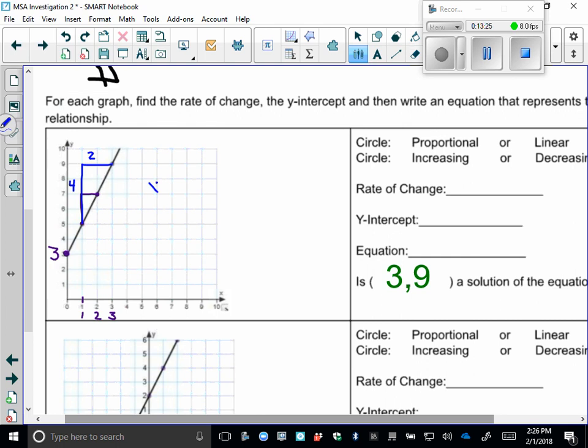So my x value compared to my y value, and that little triangle means changing y and changing x. I went up 4 for every 2 that I went over. And if I reduce that, I get my rate of change is just 2. That's my m value, or my rate of change.